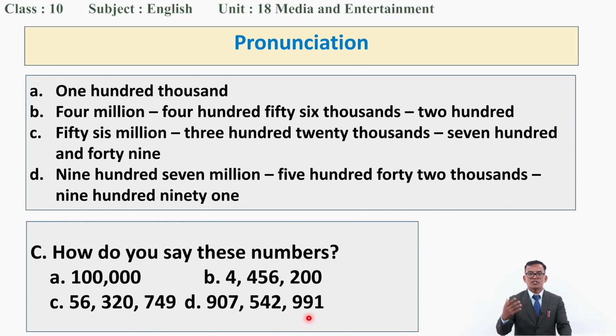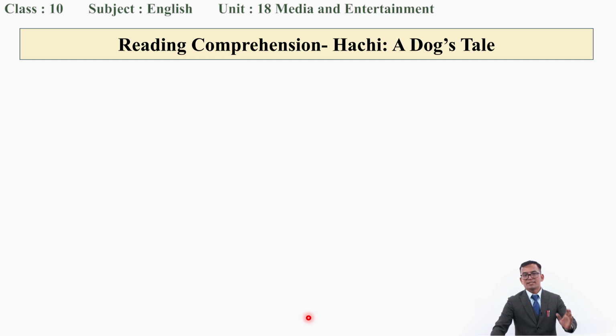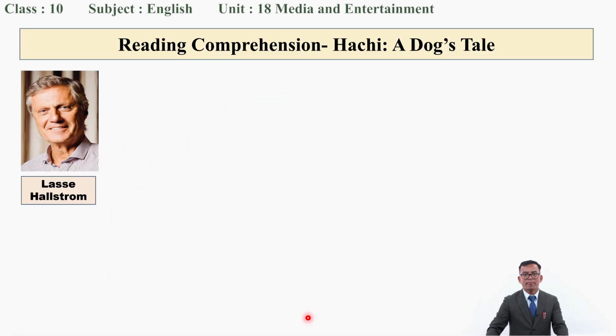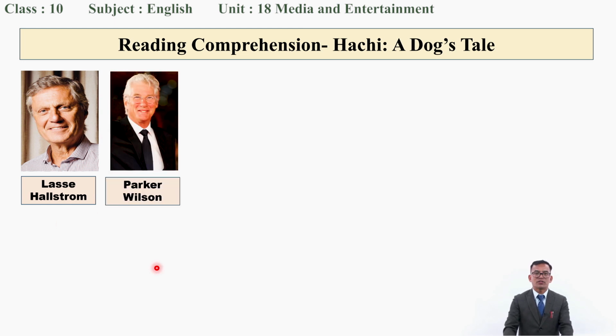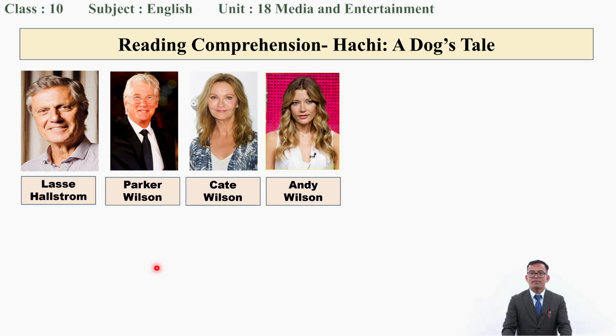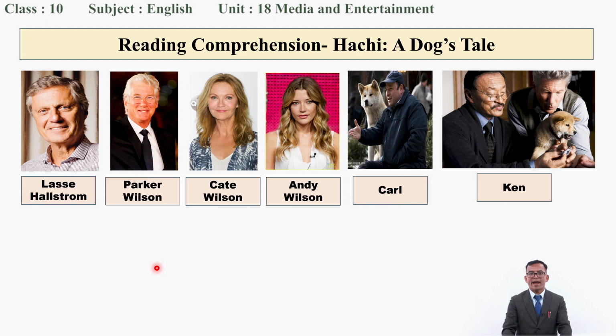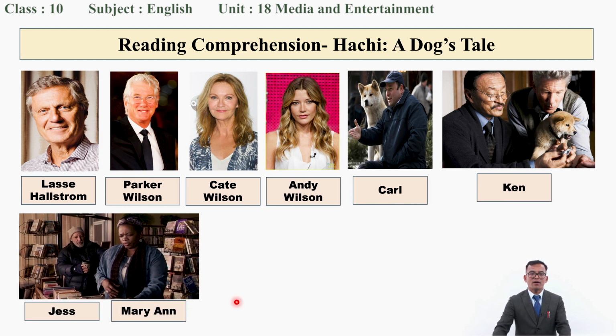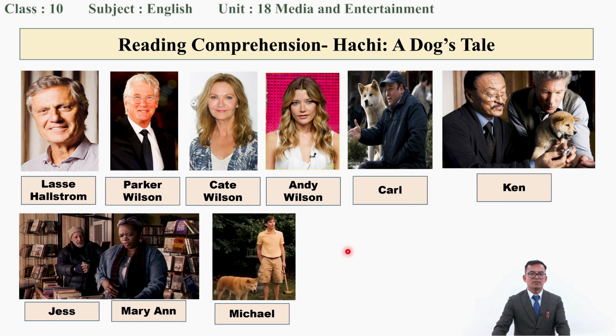After this pronunciation activity, now we're going to do the reading comprehension of the text Hachi, a Dog's Tale. Do you remember what we did in our previous class about Hachi, a Dog's Tale? Good. It is a movie, a family drama, directed by Lasse Hallström. And we did talk about different characters there, like Parker Wilson, Kate Wilson, Andy Wilson, Carl, Kane, Jess and Marianne, and we also have Michael.